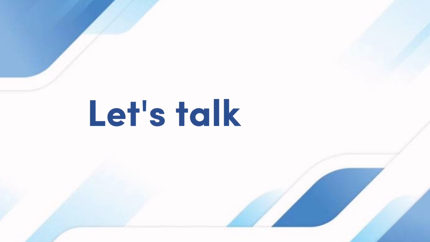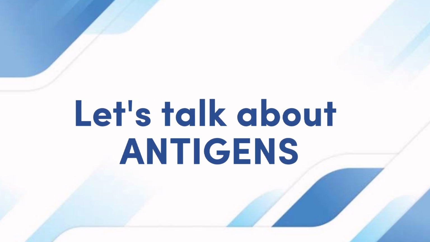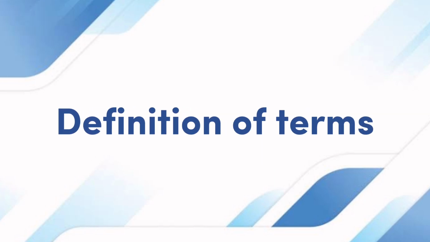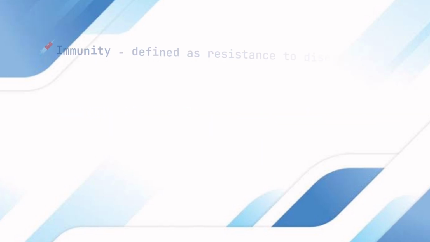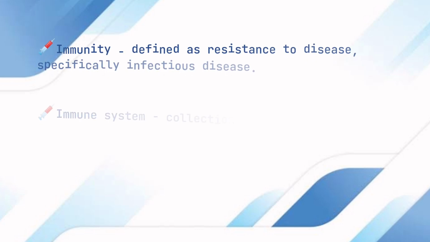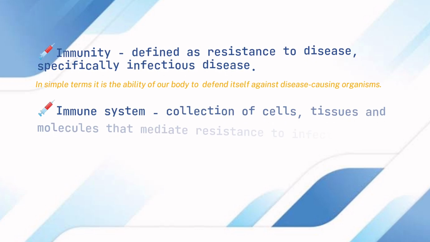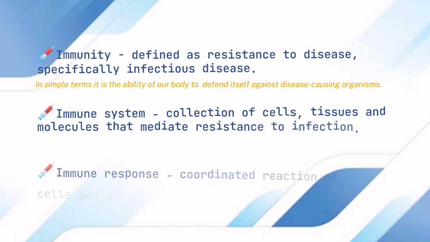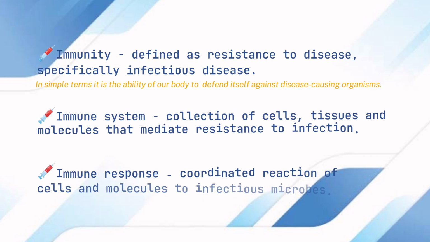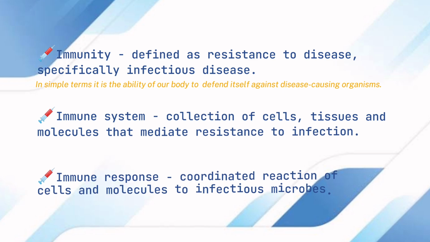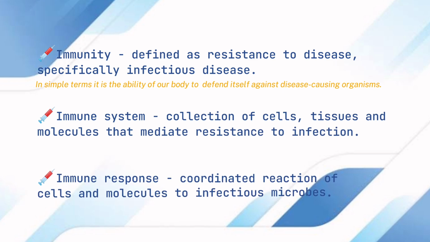Let's talk about antigens. First, let's have the definition of terms. Immunity is defined as resistance to disease, specifically infectious disease. In simple terms, it is the ability of our body to defend itself against disease-causing organisms. The collection of cells, tissues, and molecules that mediate resistance to infections is called the immune system.